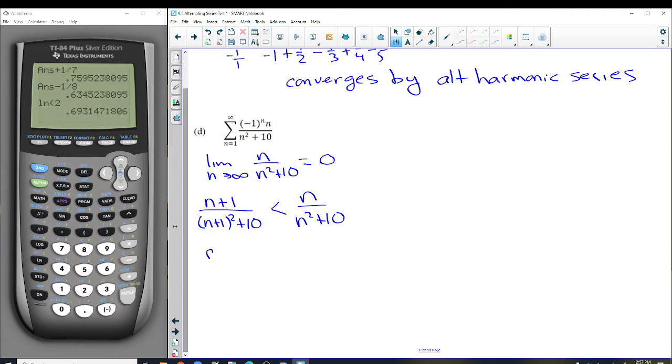So we're going to let f of x equal x over x squared plus 10. Then the derivative is the bottom times the derivative of the top minus the top times the derivative of the bottom, all over the bottom squared. So we're going to take the derivative, and if the derivative is negative, that means the function is a decreasing function.